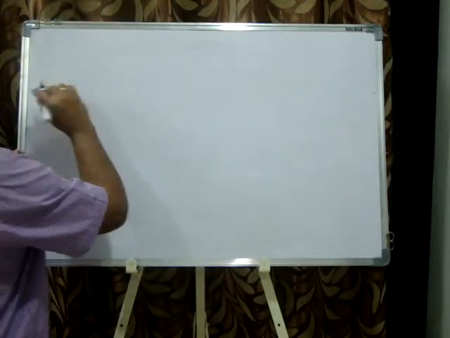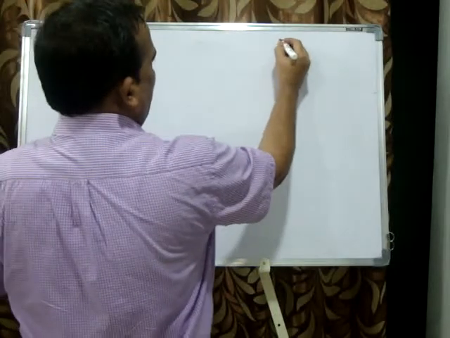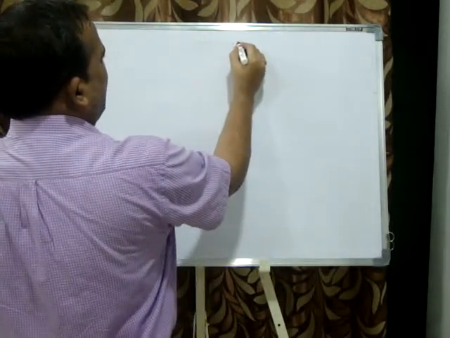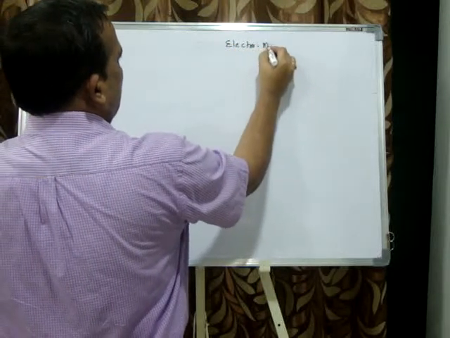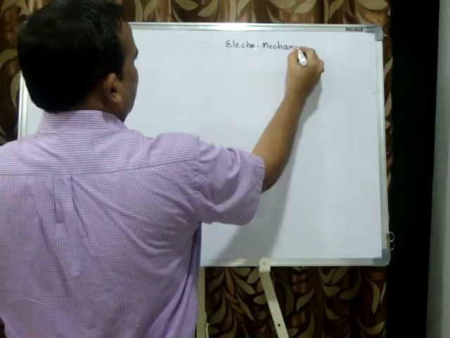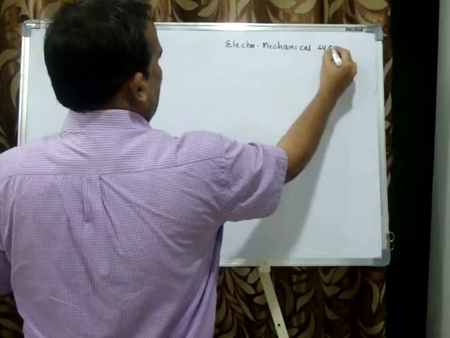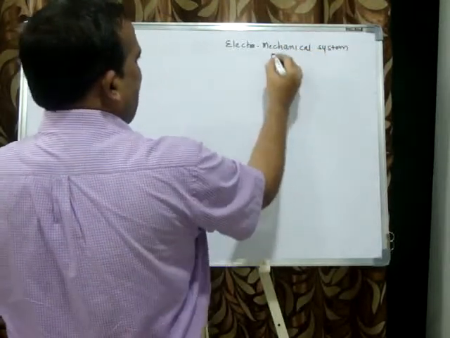Here, field controlled DC servo motor. Okay. The question is like this. In the previous lecture, I have shown two electromechanical systems. Once again, I'll write electromechanical system, because input is electrical, output is mechanical.